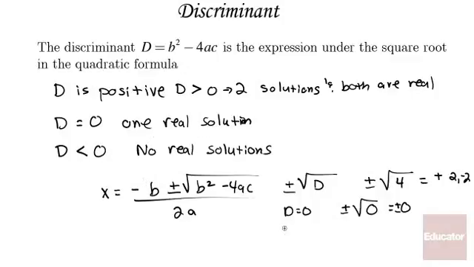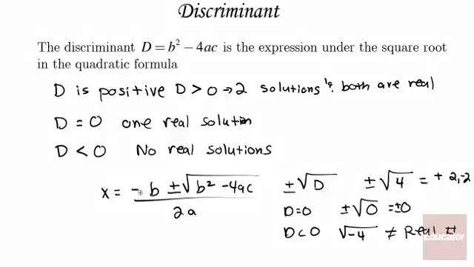If the discriminant is negative, then you're being asked to find the square root of some kind of negative number, let's say negative 4. But this does not equal a real number. The square root of a negative number does not equal a real number, so there are no real solutions.